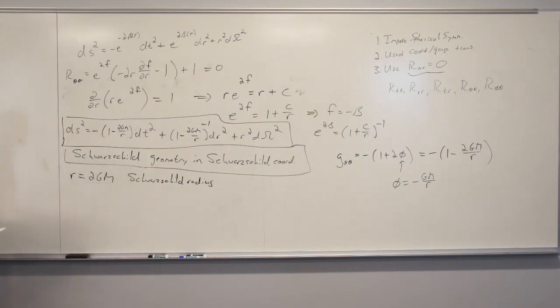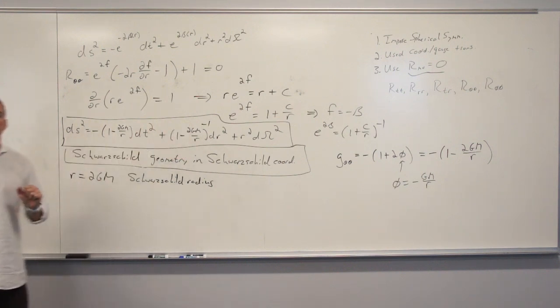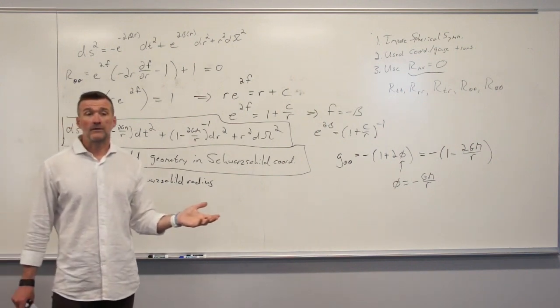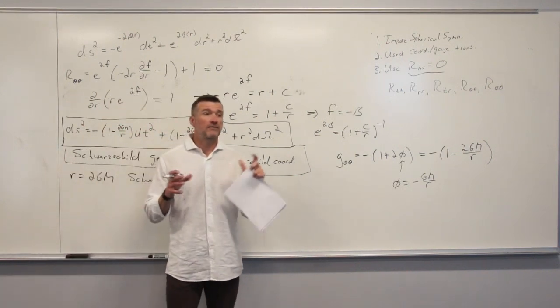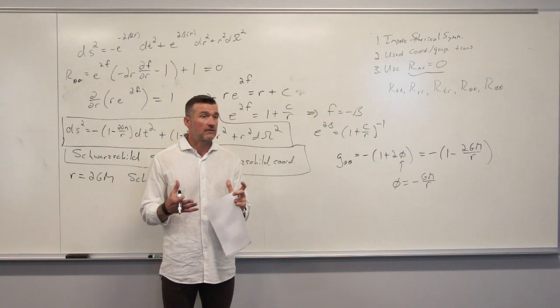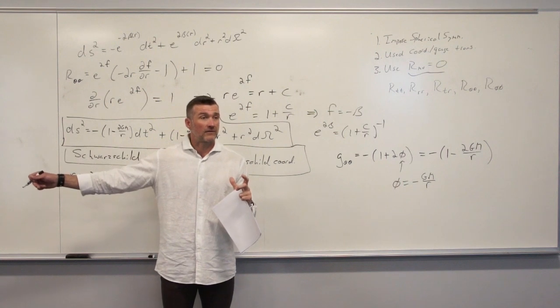And then last but not least, if I go really far away, I take r to what? Infinity. What happens to this term? It becomes minus 1. What happens to this term? It becomes 1. And what does the metric become? It becomes the metric of flat space in spherical polar coordinates. But that is exactly what you expect. We're describing the geometry of a universe with one round object in it. Well, if you go very, very far away from it, you expect to see flat space.